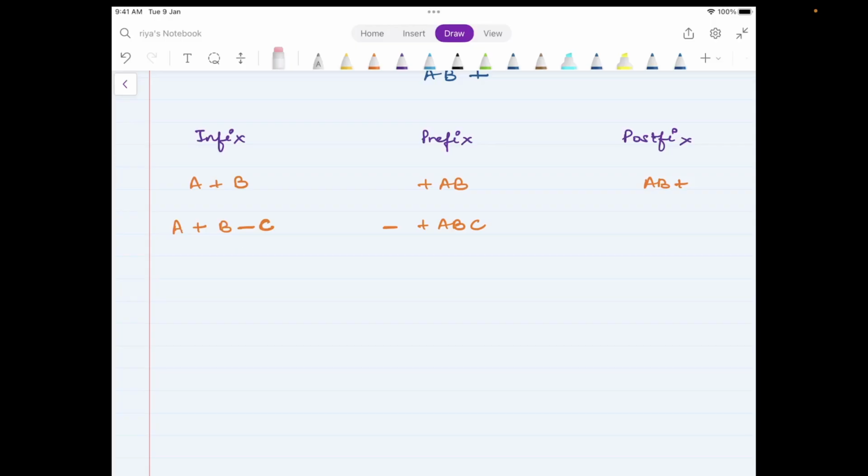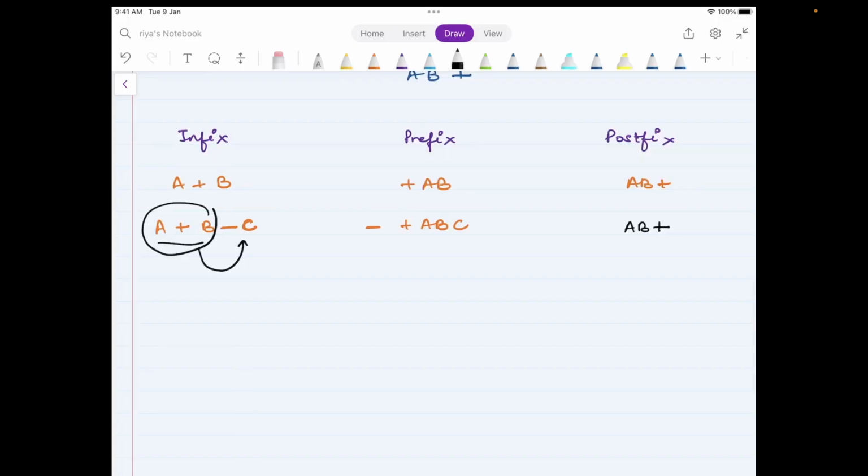See, based on the precedence, you do plus first. So this is A, B plus. Okay, and whatever the result for this is basically subtracted with C. Okay, so in that case, what will happen over here is this is operand 1. This is operand 2, and then operator.